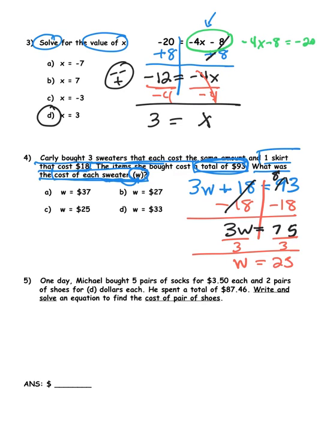And since W is talking about the cost of the sweaters, then this must be money. And sure enough, letter C is the answer.